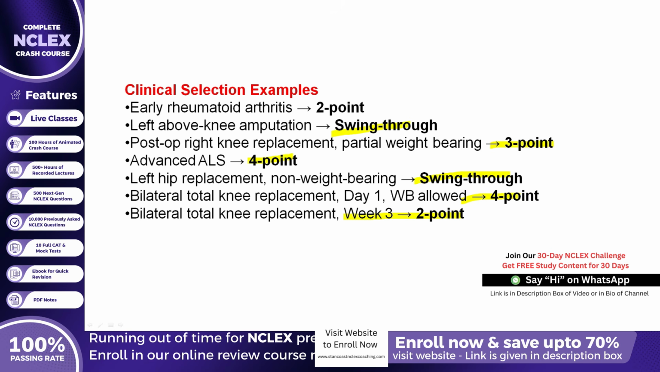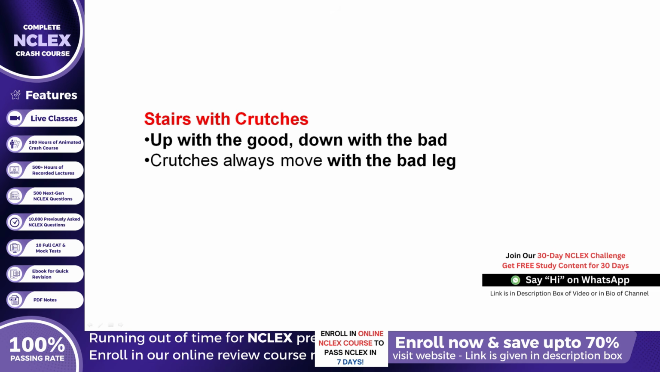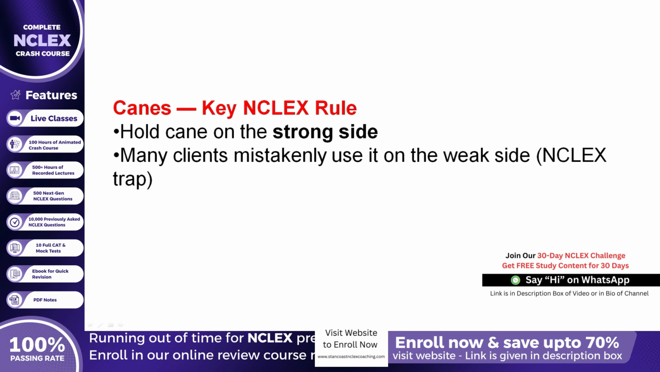Here we are looking at how to safely use crutches on stairs, and the first thing I want you to remember is the phrase, up with the good, down with the bad. This means that when you are going up the stairs, you always lead with the stronger, good leg. And as we continue, you must also remember that crutches always move with the bad leg. This ensures stability and prevents shifting your weight incorrectly.